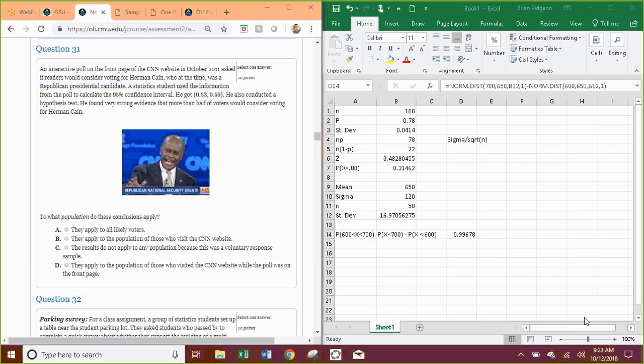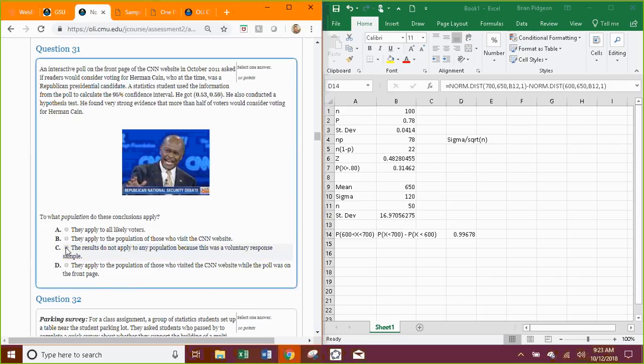Well, we have to think about what population we're looking at here. And that means we also have to think about how this data was sampled. One of the criteria for a confidence interval is that the data has to be from a random sample. Because the poll is just on the CNN website, really the only people who are going to respond to that type of poll are the ones who feel strongly about it. That's a voluntary response sample. It's not random. So therefore, we can't generalize these results.